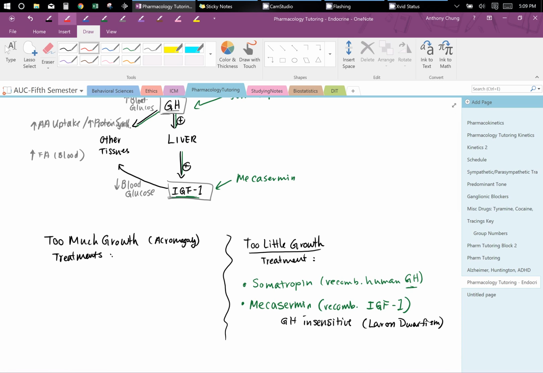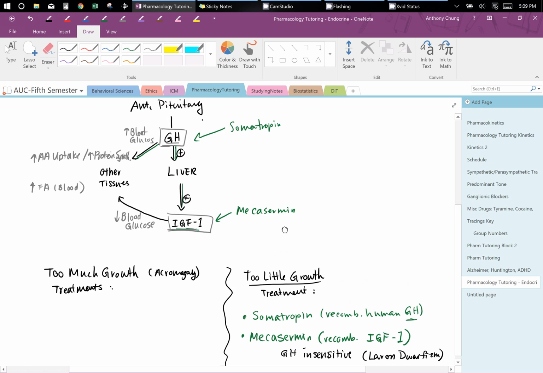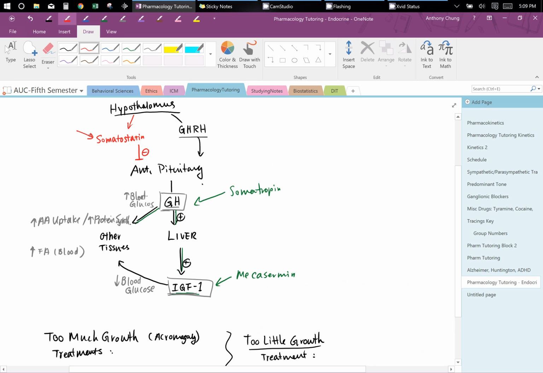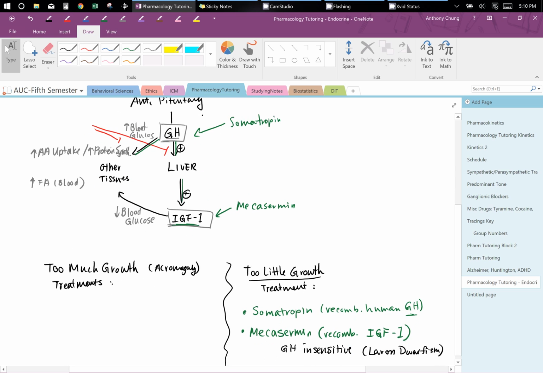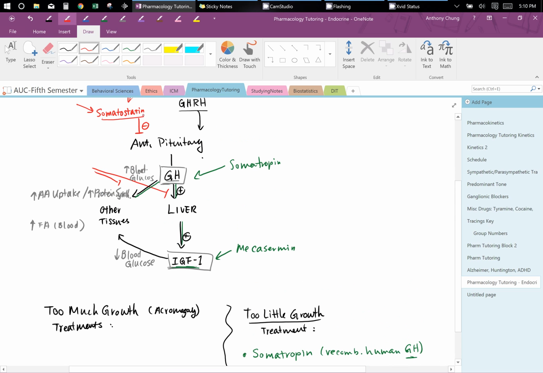For that, you have several different options. We can go all the way up to here and give something that would mimic somatostatin, and that would tell the anterior pituitary to make less growth hormone. Or you can work on the growth hormone receptors on these tissues. So here and here, there are also drugs for that. The one that mimics somatostatin is octreotide and lanreotide. These are the somatostatin analogs.